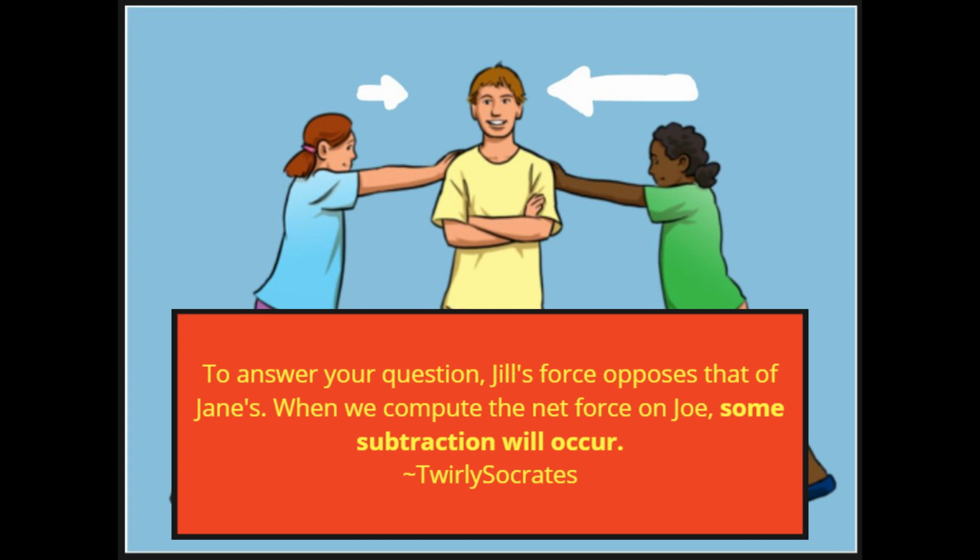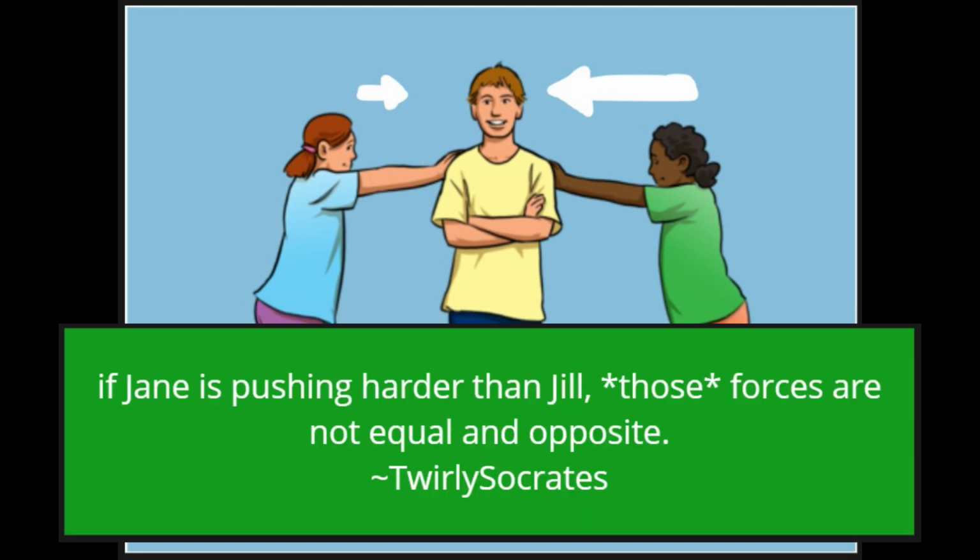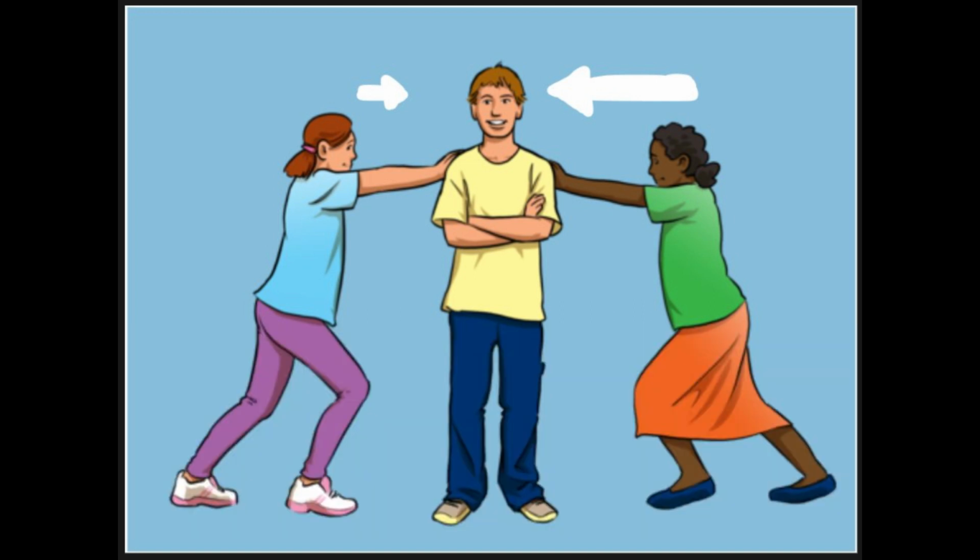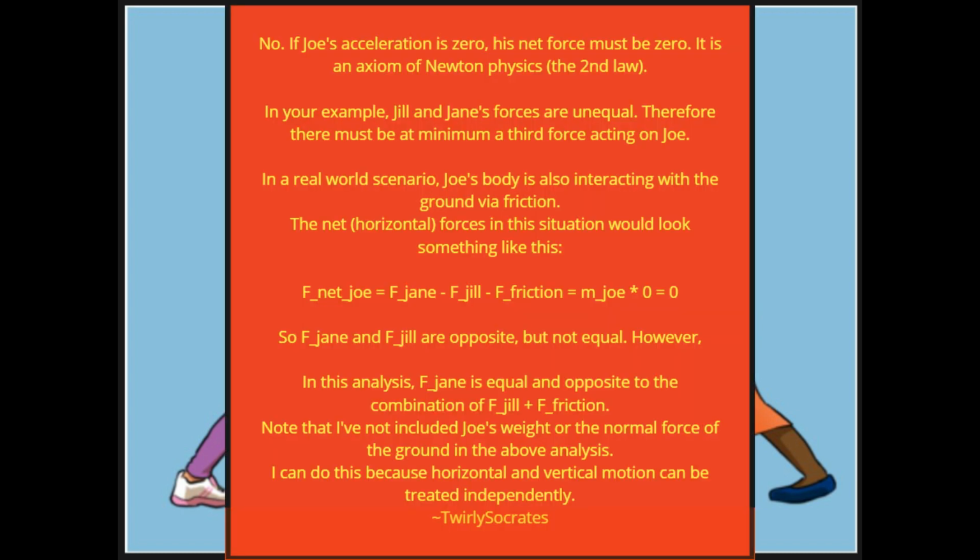Do you agree that it is not an equal and opposite amount? If Jane is pushing harder than Jill, those forces are not equal and opposite. Do you now agree that since there are unequal and opposite forces acting on Joe, that the net force acting on Joe is not 0? No. If Joe's acceleration is 0, his net force must be 0. It is an axiom of Newton physics, the second law.